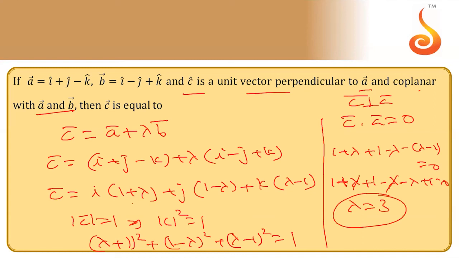This becomes easy. C is perpendicular now. Lambda equal to 3. So lambda equal to 3 means C bar is 4i minus 2j plus 2k.